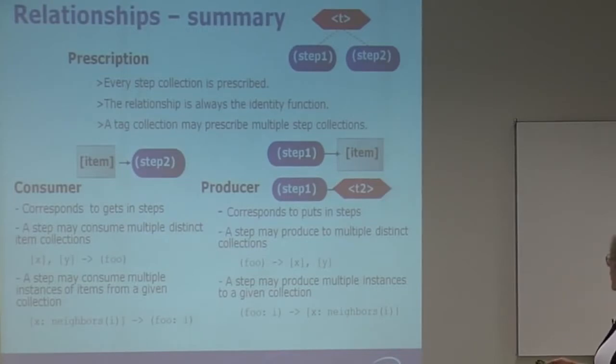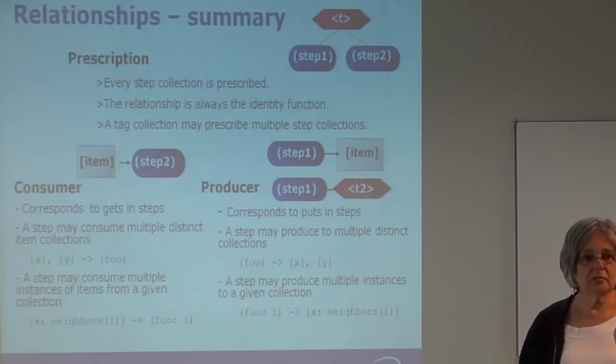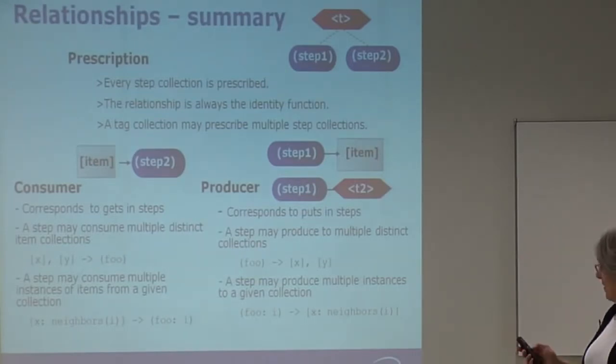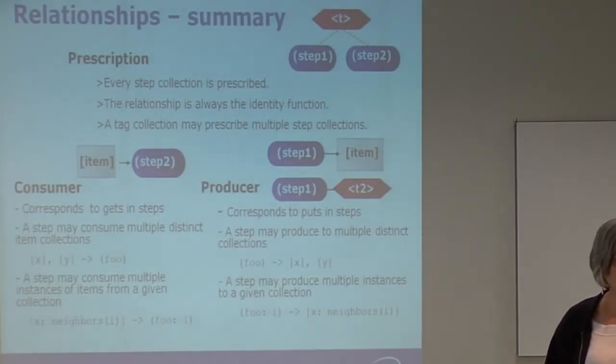So that's possible there. For the consumer relationship, it's possible for a step to consume from more than one item collection. So a step can do a get on X's and another get on Y's. And even within a collection, a step can do a get on a number of different elements. So you can do a nearest neighbor computation. You can get north, south, east, and west. Whatever function you want to write here. Okay, and similar is true for the producer relationships. They can produce into more than one collection and put more than one item in a collection.